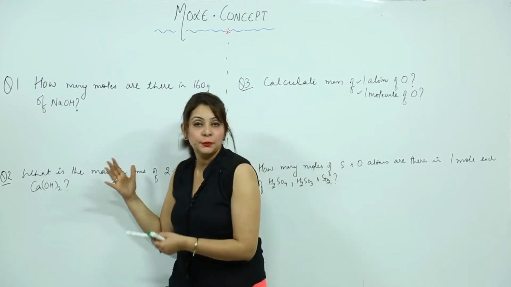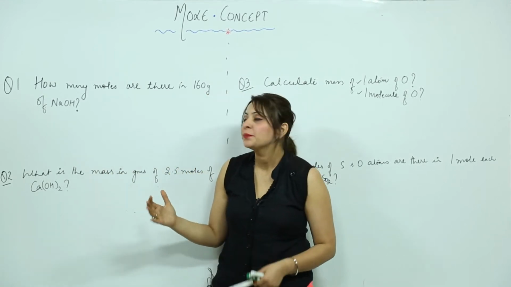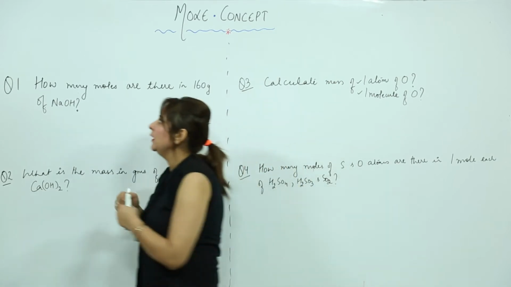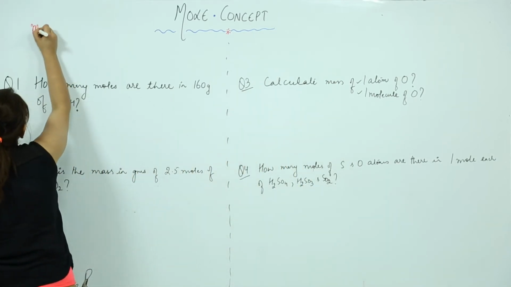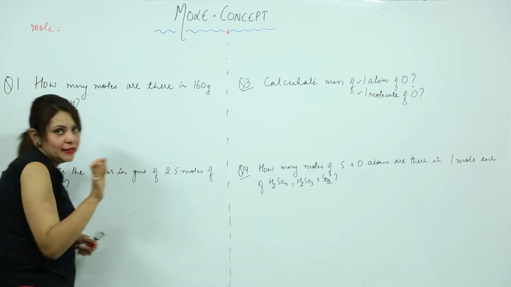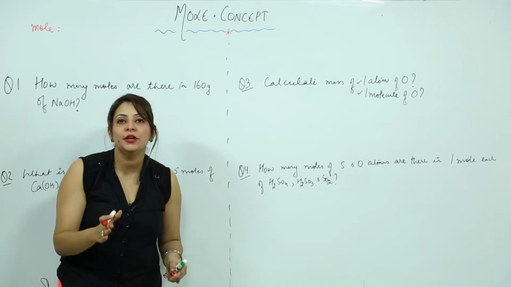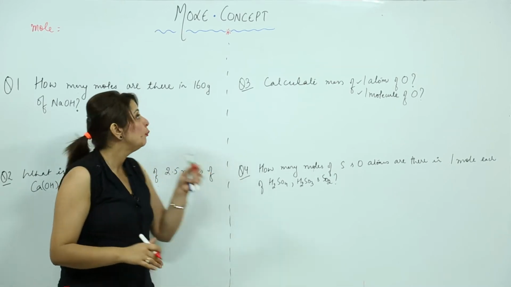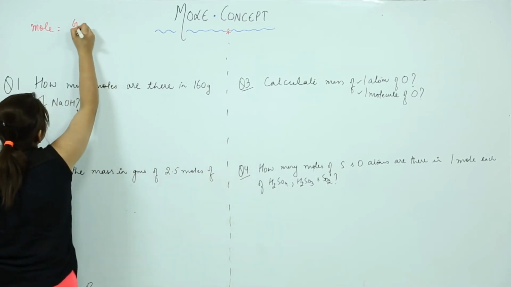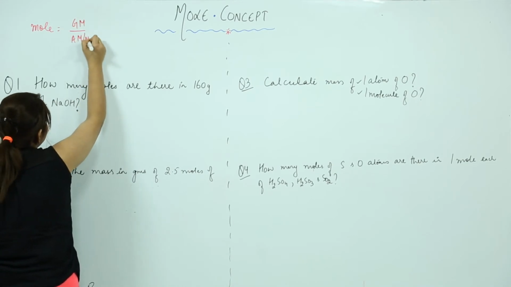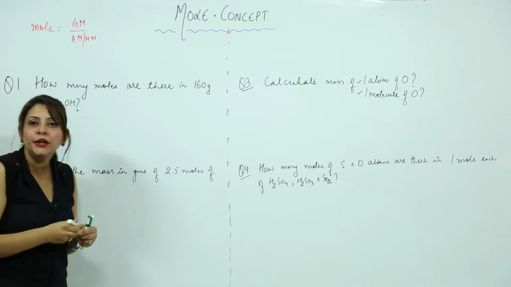Now look at the problems we have for mole concept, right? First of all, you should be familiar with a few formulas. The first formula: if you need to find the mole of any substance, whether it is an atom or a molecule, what is the formula for calculating the mole? Mole is given mass over atomic mass, and if it is a molecule, it becomes molecular mass.